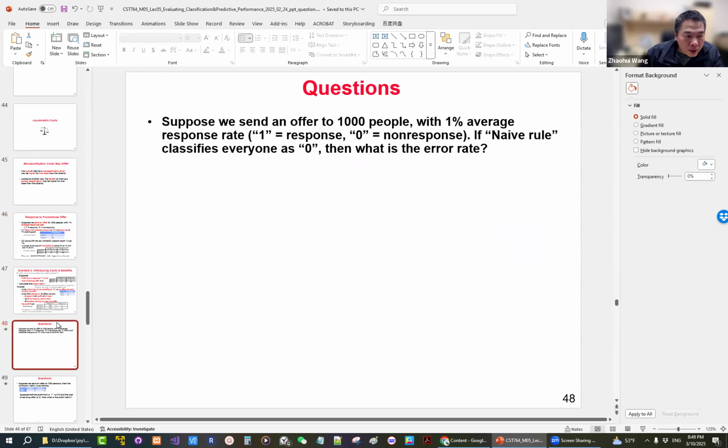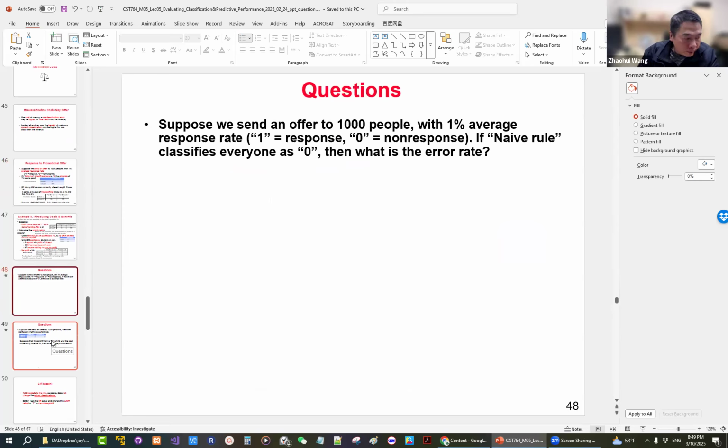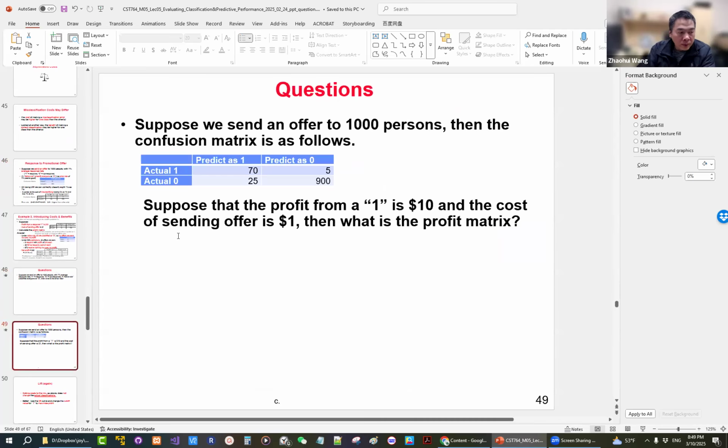Okay, so any questions? Yeah, we'll continue. Next question: suppose we send an offer to 1,000 persons. The confusion matrix is provided here, and suppose that the profit from a 1 is $10 and the cost of sending an offer is $1. What is the profit matrix from this? Can you practice this? Yeah, wait a minute.